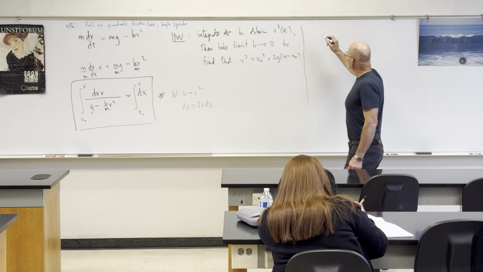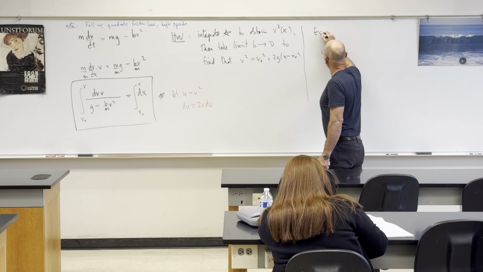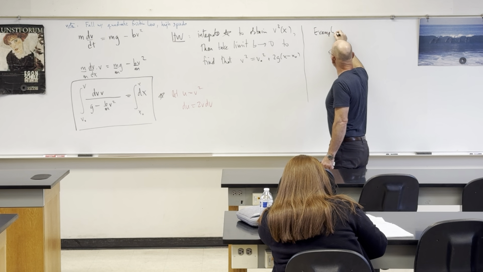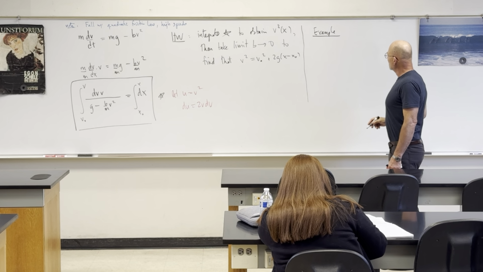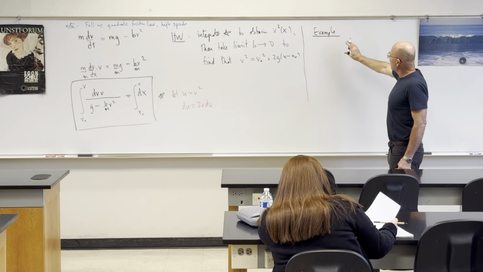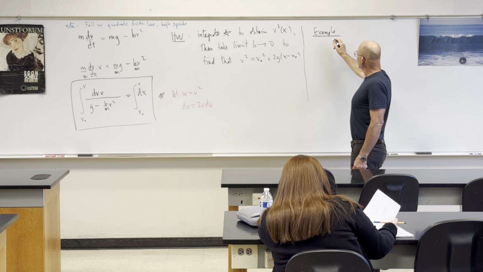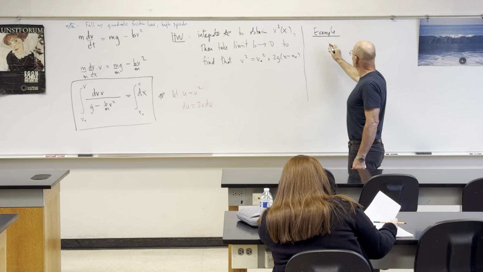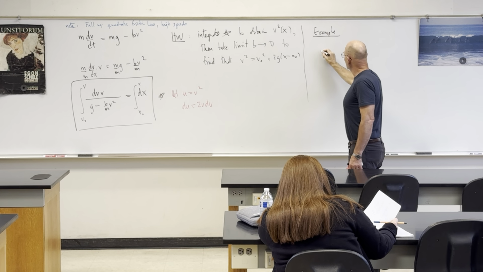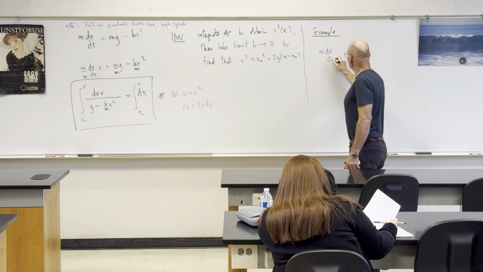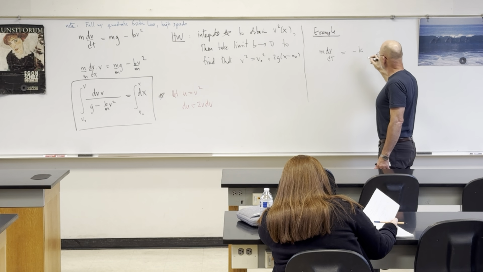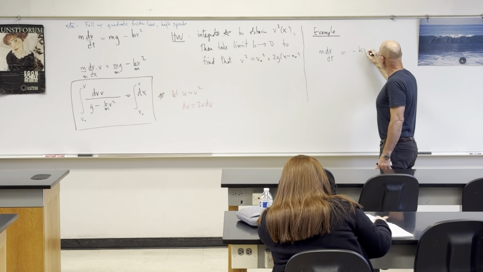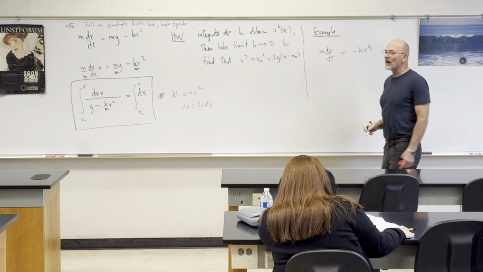Now, another example of just integrating the equations of motion. This one's a little bit contrived, but it has good potential to interpret it. So the example here is we're going to have m dv/dt is equal to minus, I'll just use the letter k again, v to the 1/2 power.